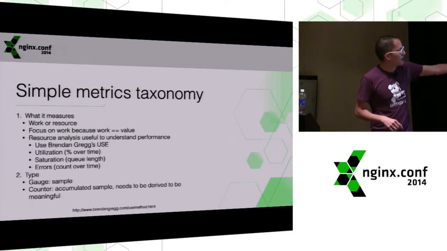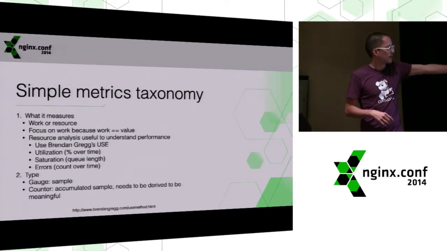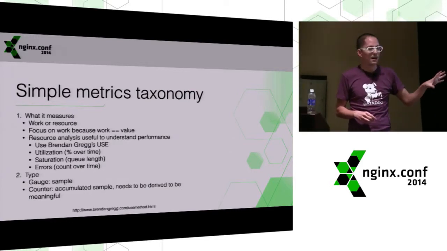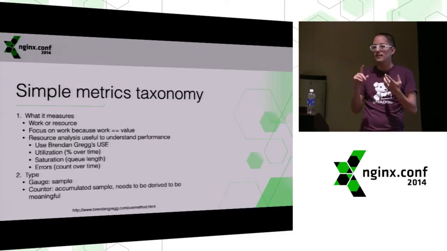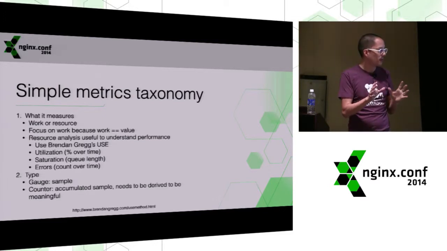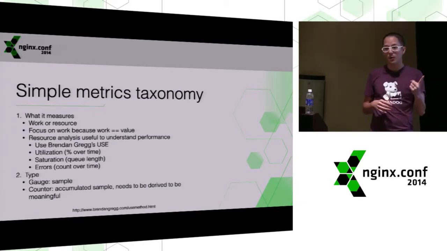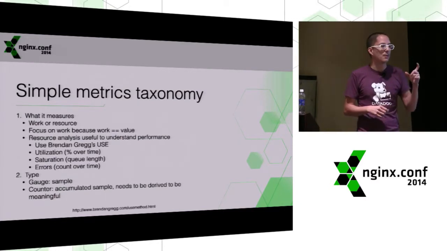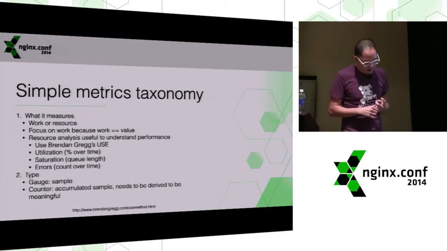The first dimension is work or resource, to keep it short. The second dimension is just a type, and it's super confusing there. If you read about things like gauges, counters, rates, the terminology is unfortunately not very intuitive. So in the case of Nginx, you really only have two things. You have samples, gauges, which are like this is how many active connections I have right now. So that's a gauge.